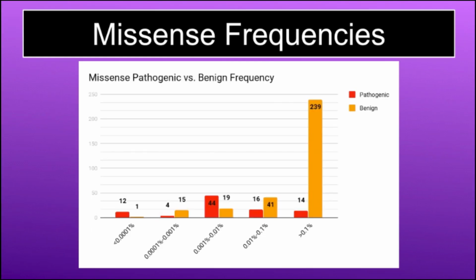This is some frequency data for the missense C-terminal variants. The benign variants are much more common in general. Most of them are located at greater than 0.1% frequency for the population level. Most of the pathogenic variants are located in the 0.001 to 0.01% frequency range or lower. And we would expect this. We'd expect the pathogenic variants to be less common in general because we would expect them to be selected against, whereas the benign variants, we would not expect those to be selected against.